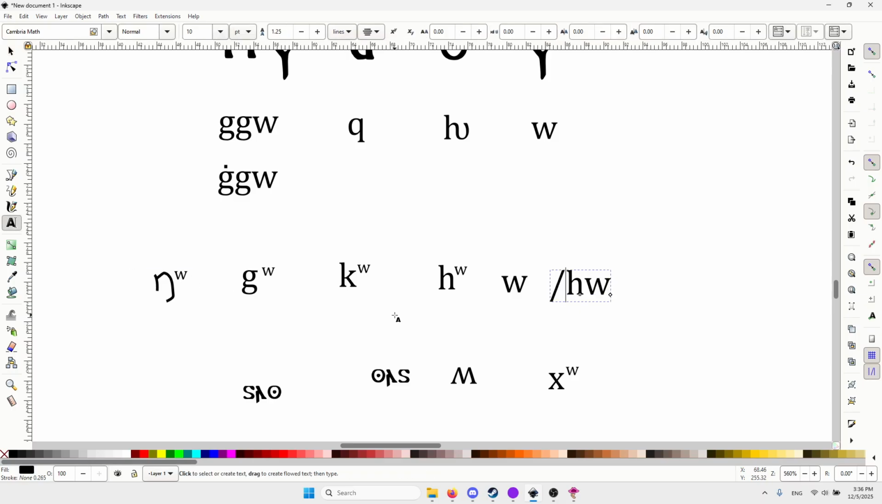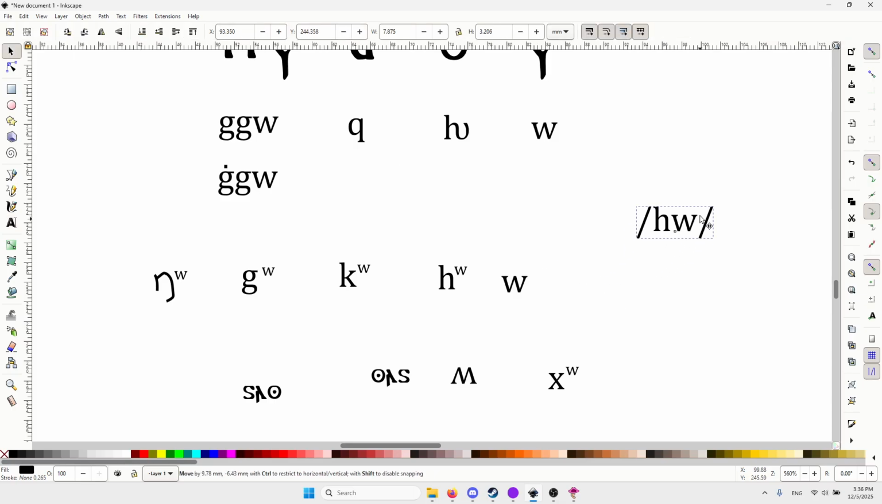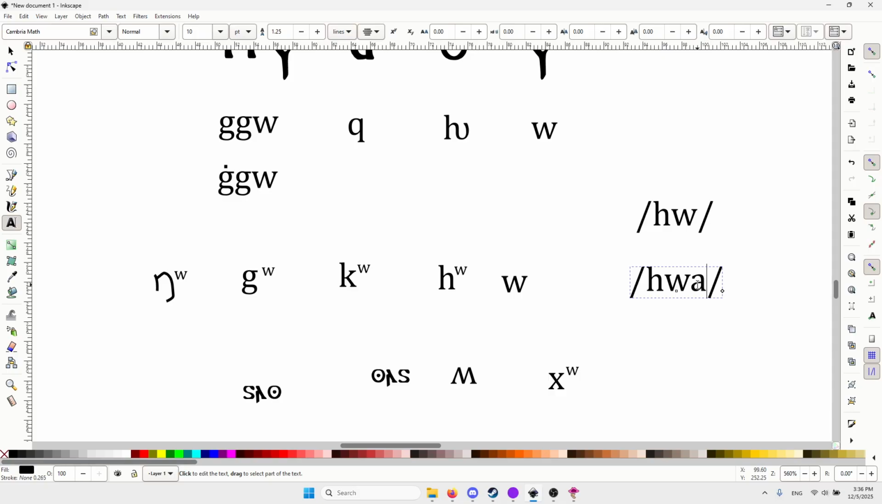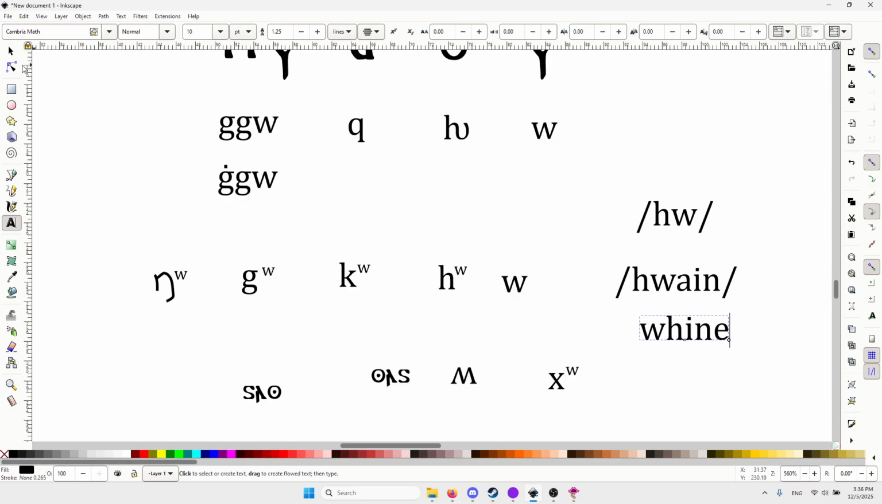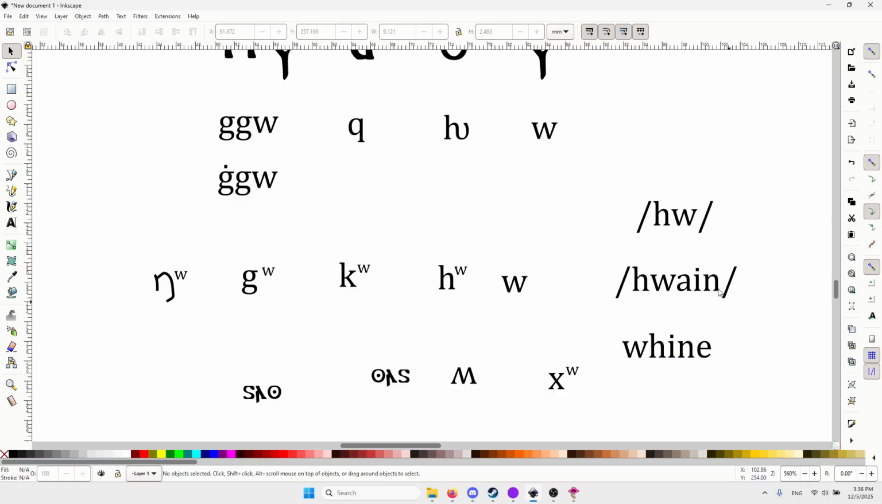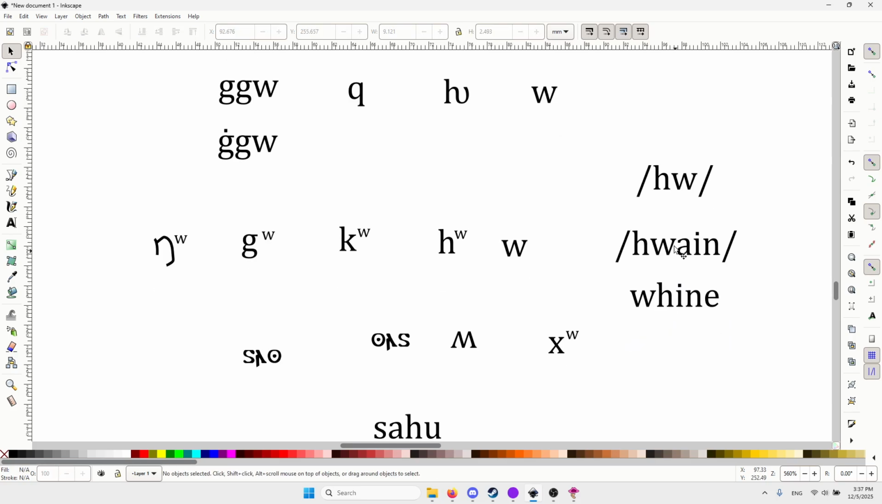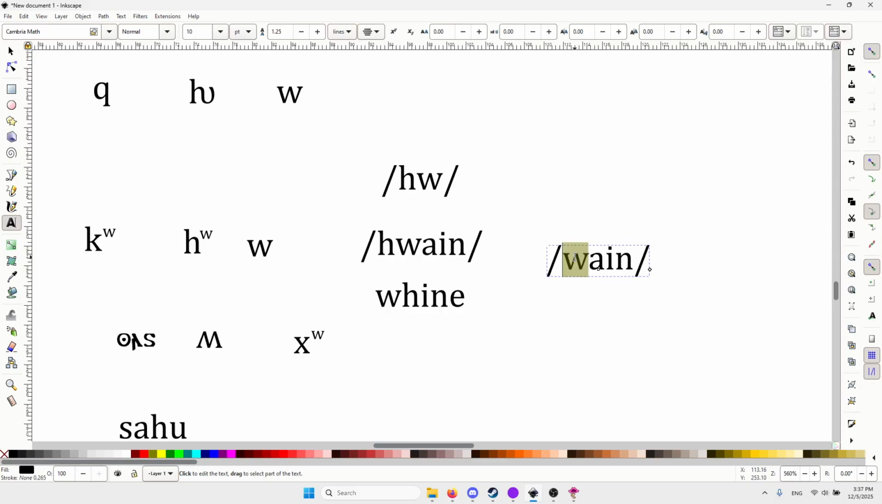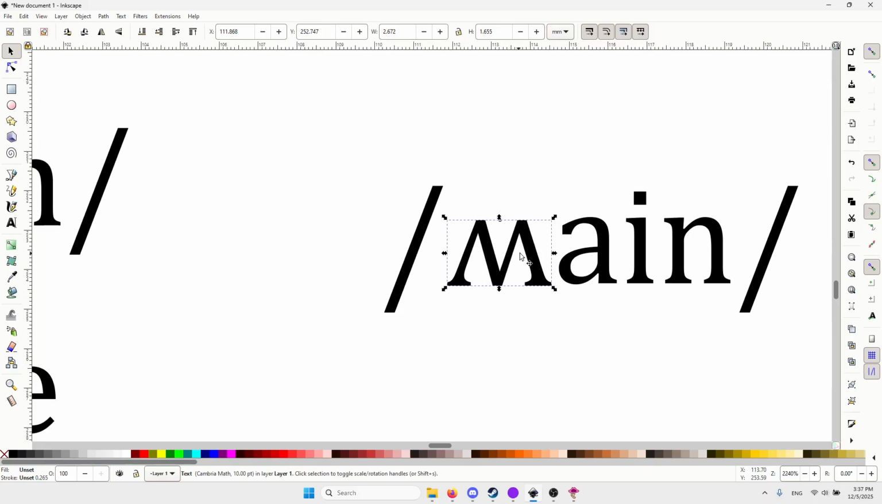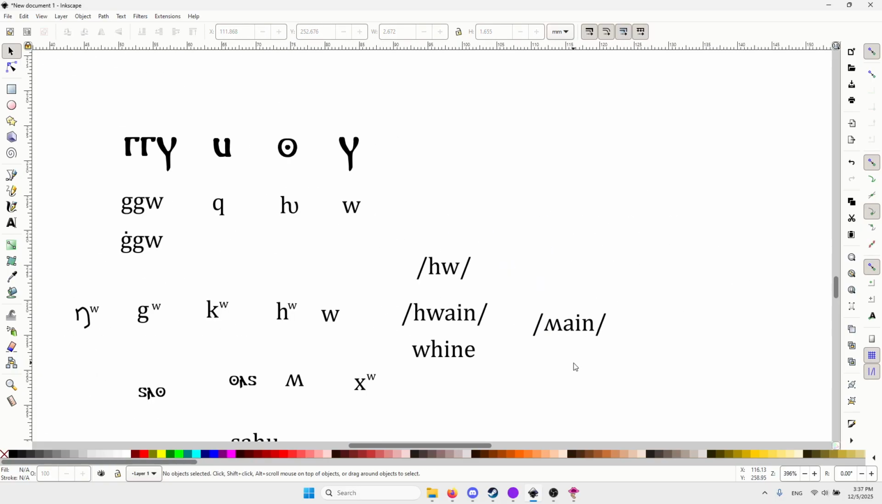Oftentimes in English, another way to write the sound is an H and then a W. So, for example, you might see whine for the word wine, and this is typically written with a different symbol on the I. But in any case, you just need to know that this WH is typically written HW, or if it's not written HW, it will be something like this, where you have this upside down W. So you might see it with the upside down W, whine.